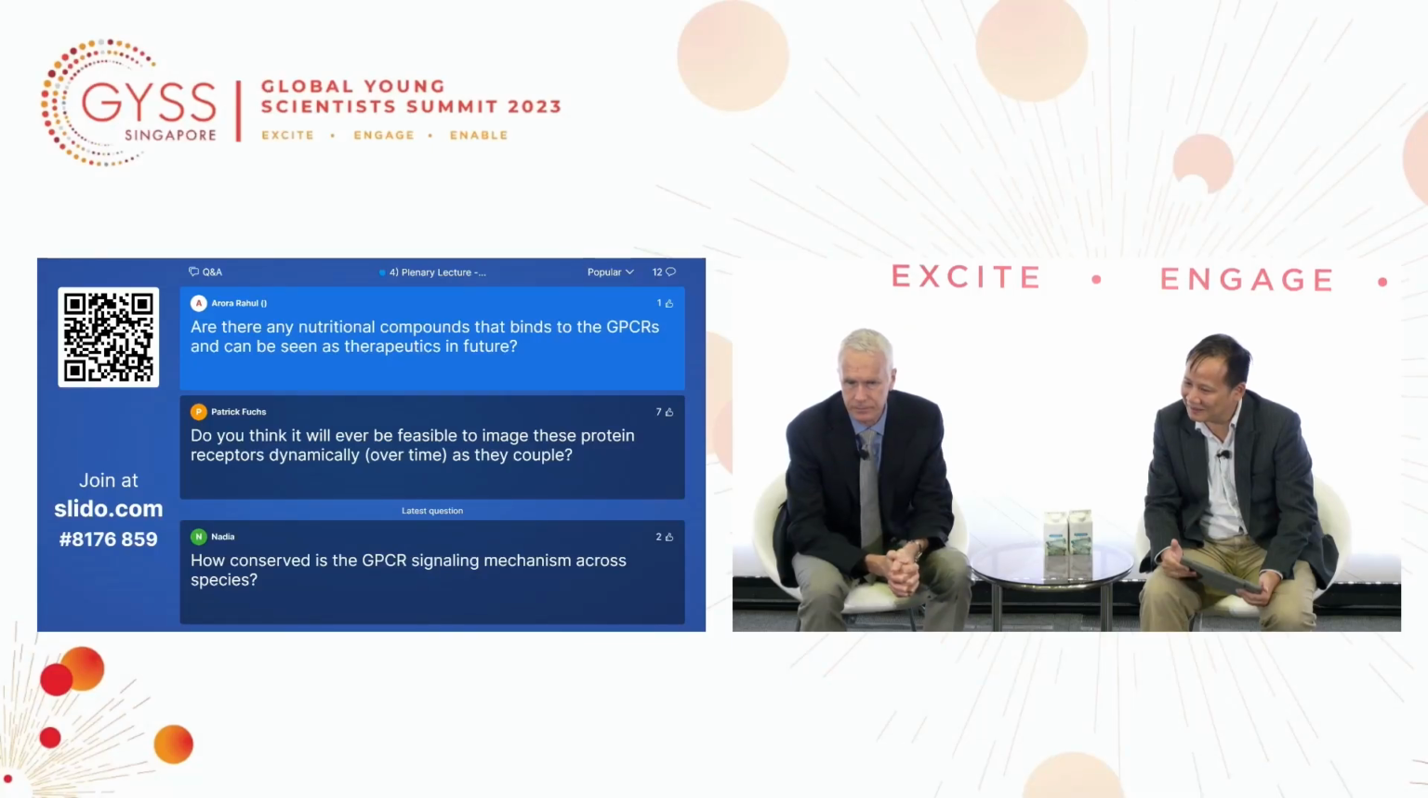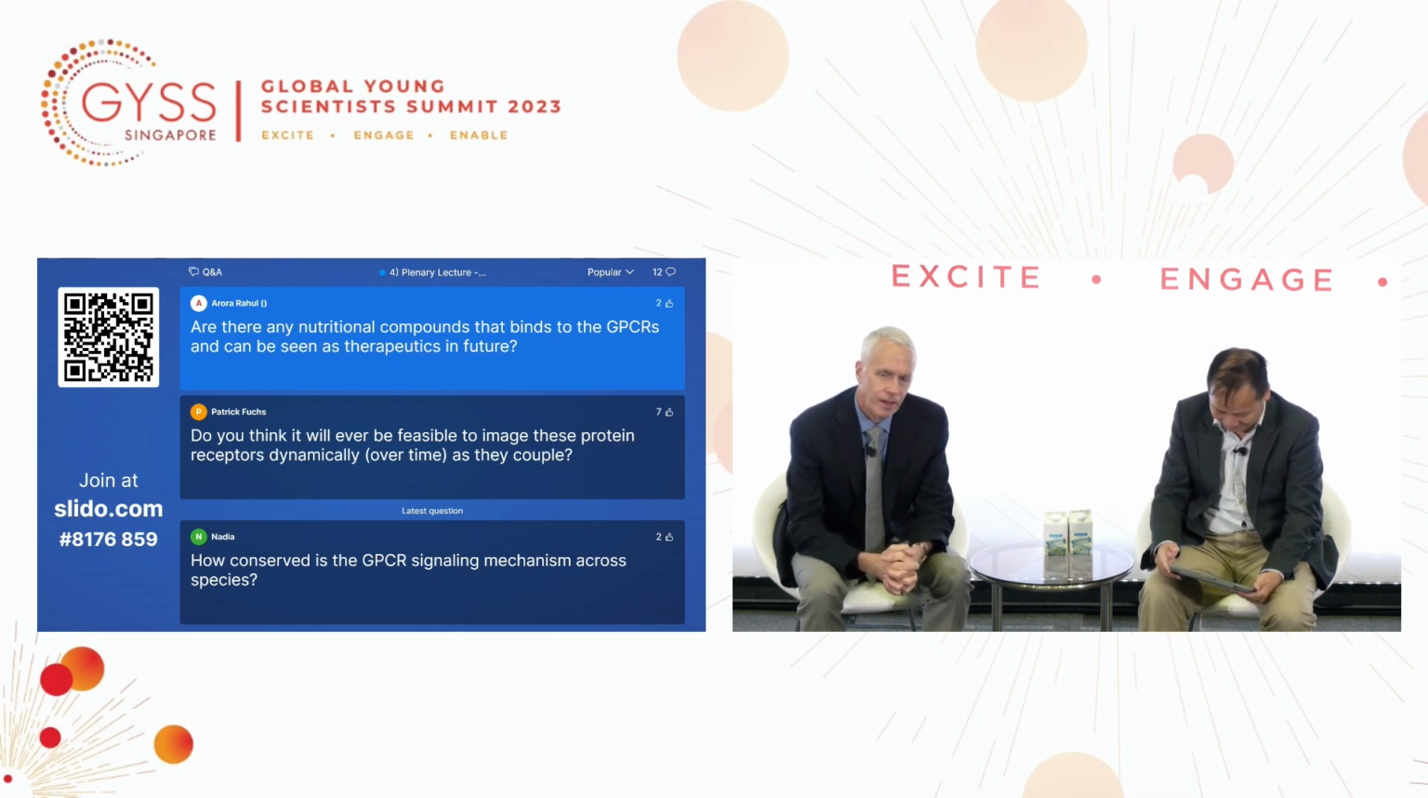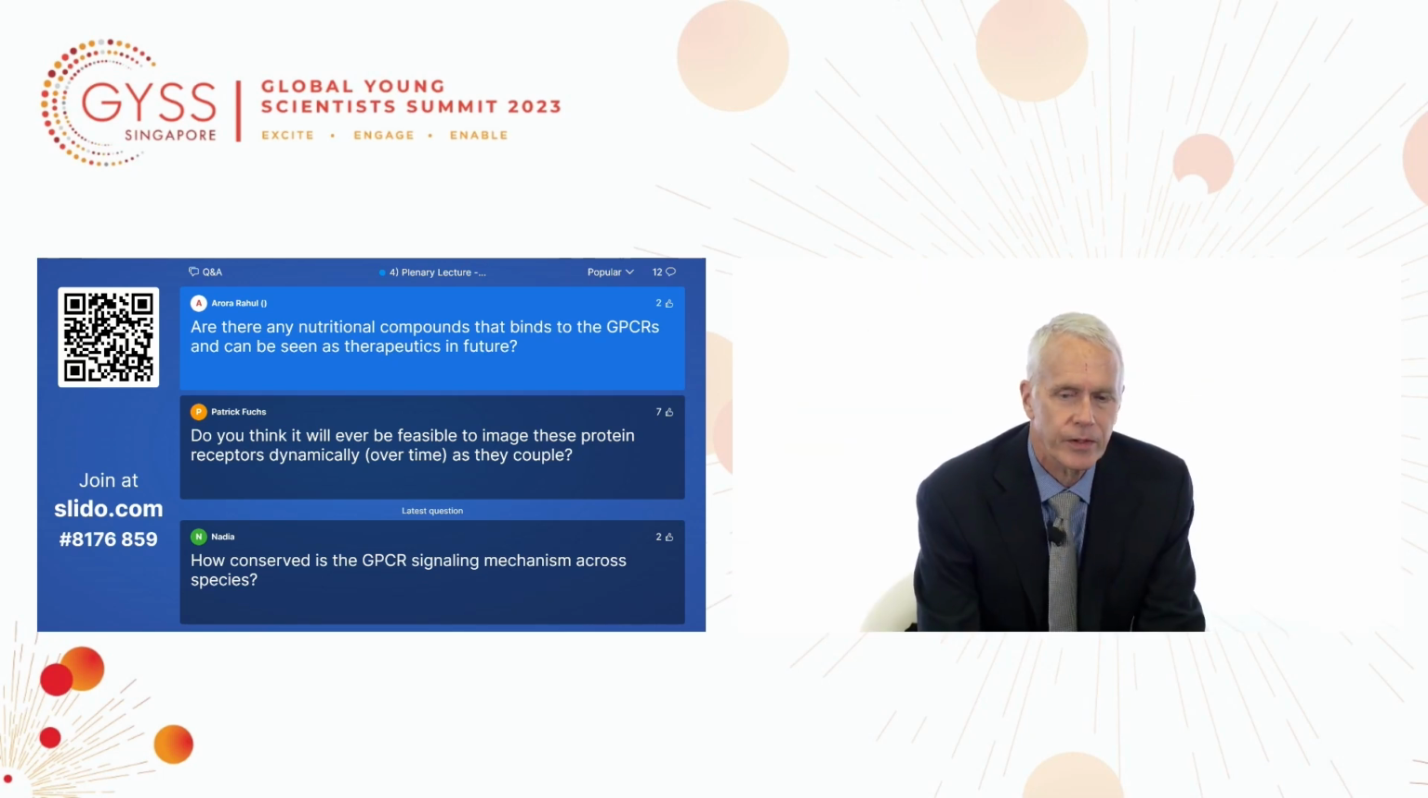Okay, maybe we can go to some of the questions here. Are there any nutritional compounds that bind to GPCRs that can be seen as therapeutic in the future? Well, I know there are receptors that bind to metabolites of food, and actually metabolites of the gut microbiome as well. There are olfactory receptors that are not only in the nose but in the gut, and they can detect at least metabolites.